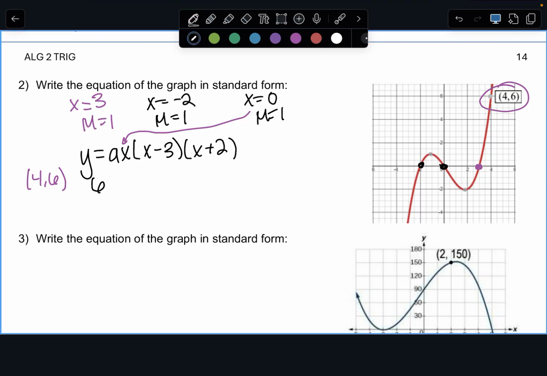So y is 6. So 6 is equal to A, x is 4, so times 4. 4 minus 3, and then 4 plus 2. Simplifying the right-hand side, this would be 4 minus 3 is just 1, so this middle term basically goes away. 4 plus 2 is 8, times 4 is 8 times 4?